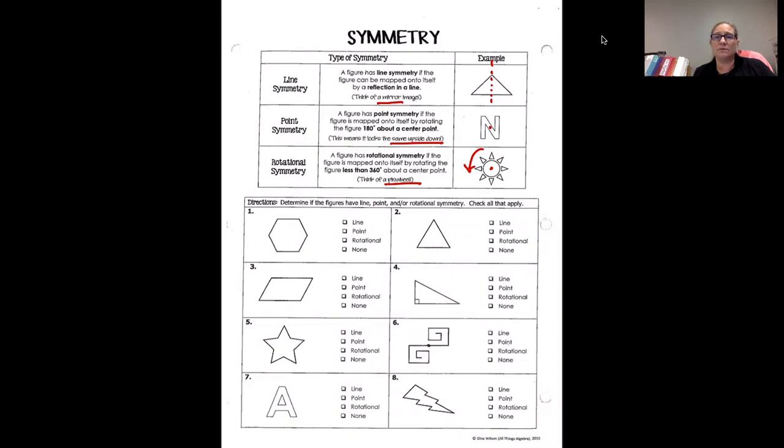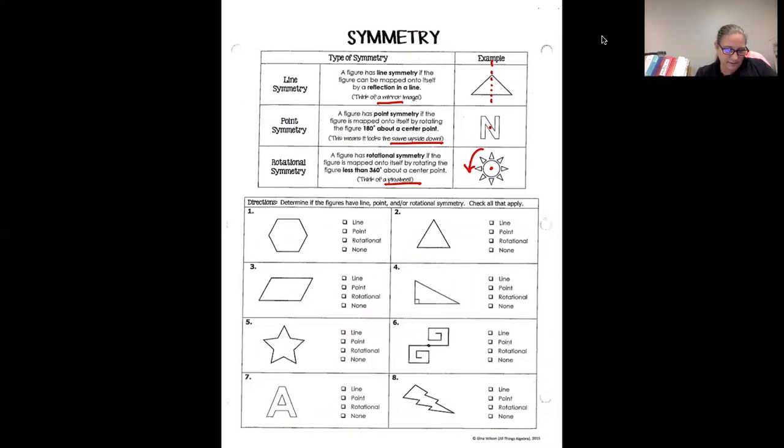And a rotational symmetry, a figure has rotational symmetry if the figure is mapped onto itself by rotating the figure less than 360 degrees about a center point. Think of a pinwheel. As you rotate a pinwheel, every time you rotate it just a little bit, it still looks the same. So taking a look at problem number 1, we have a hexagon.